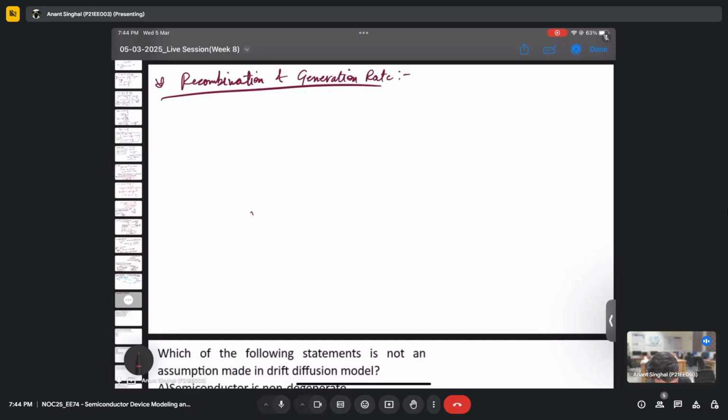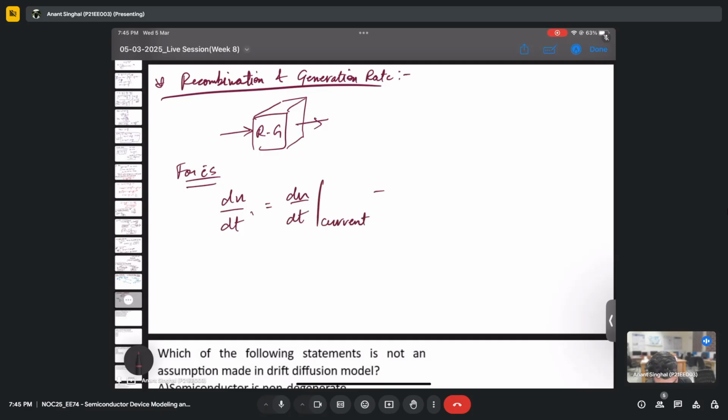So what happens is, let's say this is some material. After application, there will be a certain recombination generation, which I'm denoting as RG. So for electrons, the change of concentration with respect to time could be due to current, the formation of current. It could be due to the recombination generation. So it can happen anywhere.